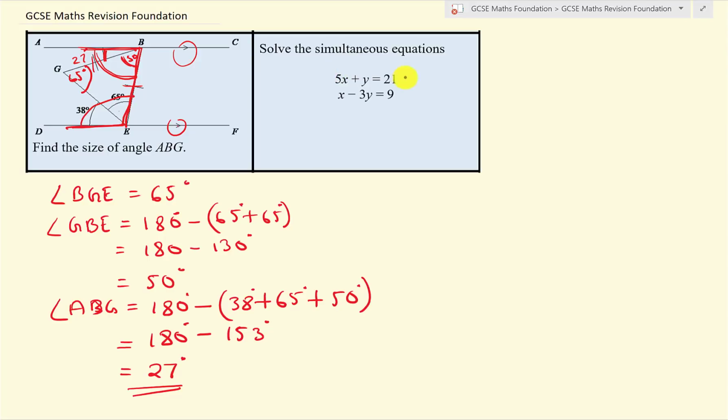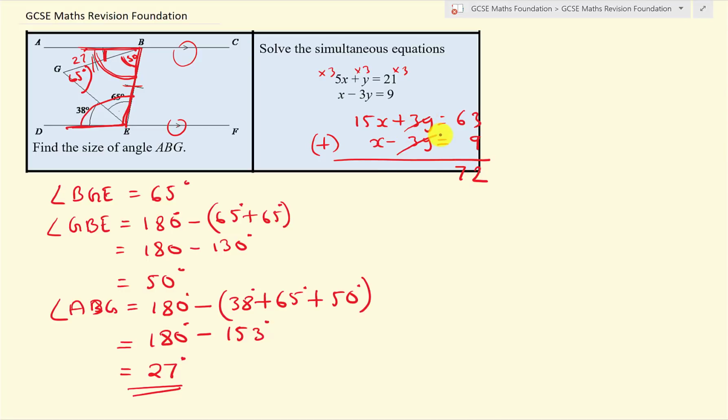So let's multiply the first equation by 3. I have to multiply 5x by 3, y by 3, and 21 by 3 as well. That will give us 15x plus 3y is equal to 63, and leave the second equation the same: x minus 3y is equal to 9. Now as we can see, the signs are different, so we're going to add, and this is the only way you can get rid of the 3y's. So 63 add 9 gives us 72.